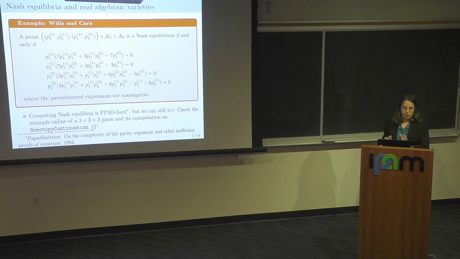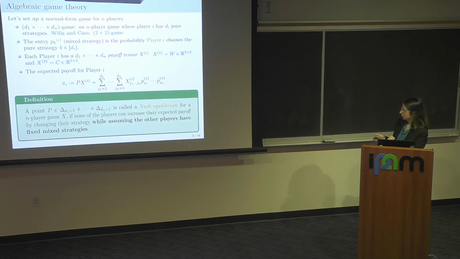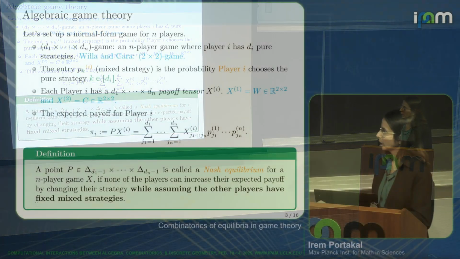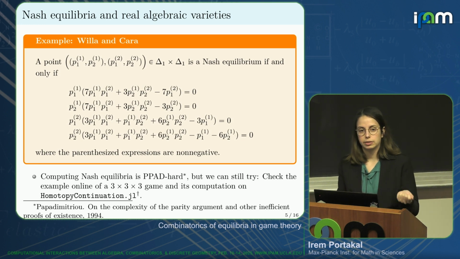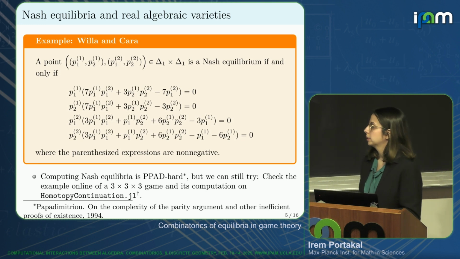Okay, so we already found a nice connection of Nash equilibria to real algebraic varieties. One thing maybe I didn't say is that these are always real matrices or real tensors. Because it makes sense, right? In applications, you have the payoffs to be real numbers. So that's why we have this nice connection of finding Nash equilibria to real algebraic varieties.